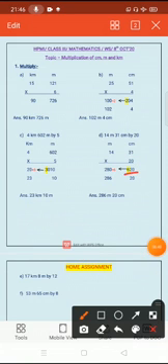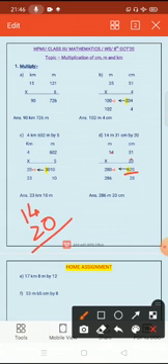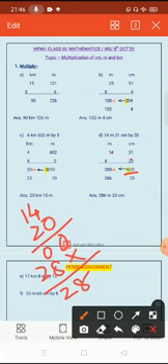Similarly, 14 to be multiplied by 20. Again I am doing it in rough place. 4 zeros are 0, 1 zeros are 0, 4 twos are 8, 1 two is 2. So I am getting 280. I have written the final answer here.